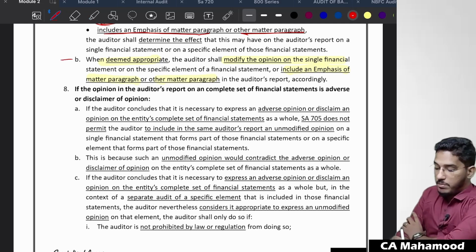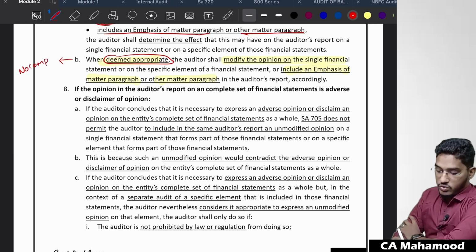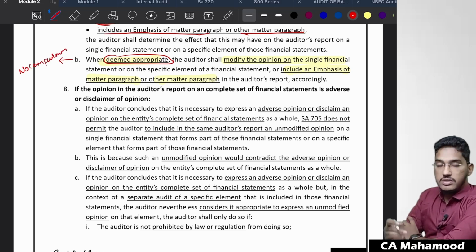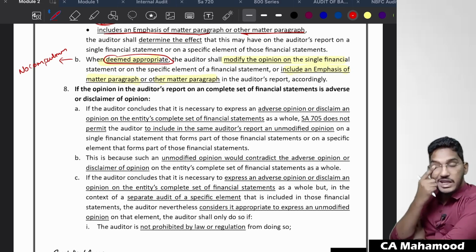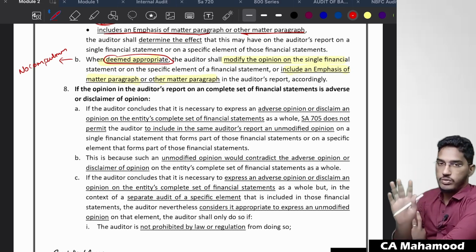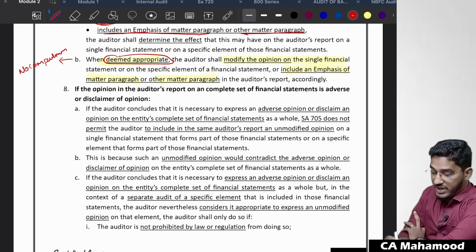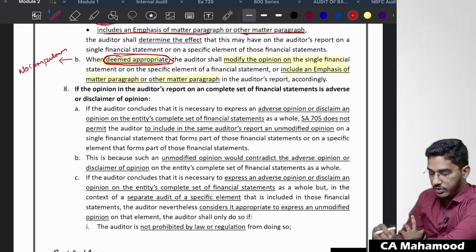If you see here, the word "may", they're telling the auditor shall modify only when appropriate, when deemed appropriate. That means no compulsion. There is no compulsion if the complete financial statements contain a qualified opinion or if the complete financial statements contain an emphasis or other matter paragraph. There is no compulsion for the auditor of a single set of financial statements to compulsorily give qualified. If he deems it appropriate, then only he will do it. If he feels it is not necessary, he will not do it. So here you have to mark this, when deemed appropriate, which means it is not a compulsion. Only when required, he will do it.